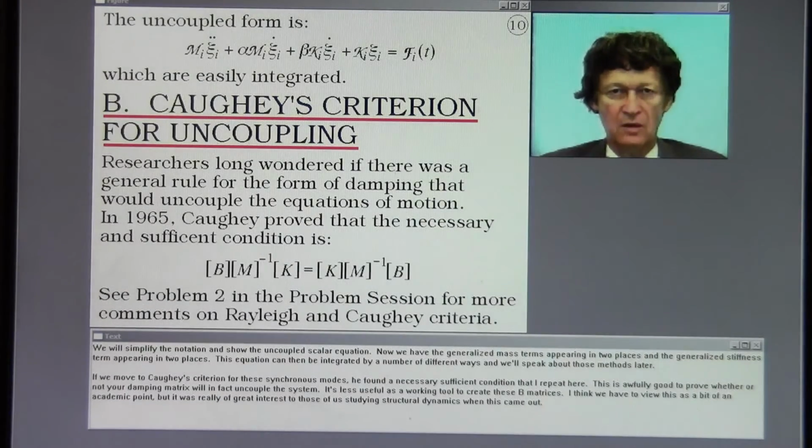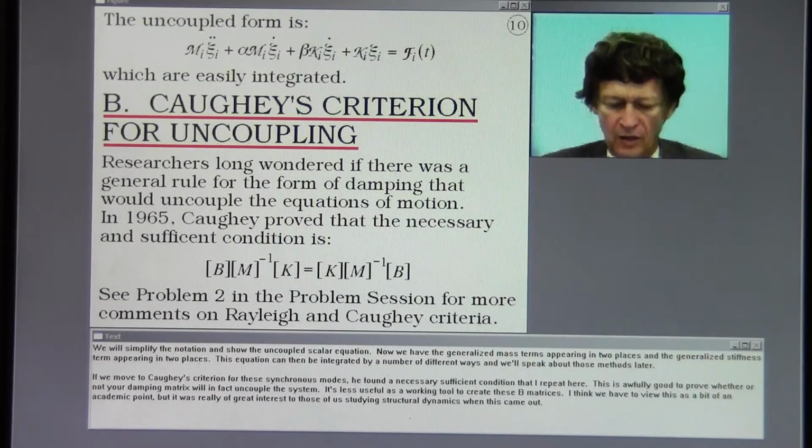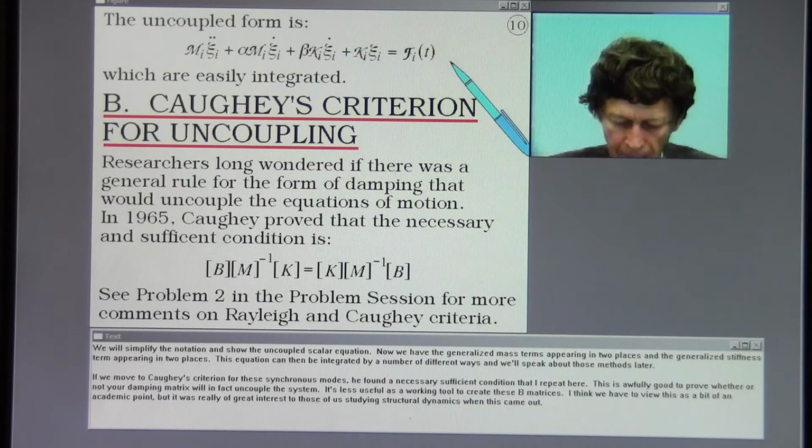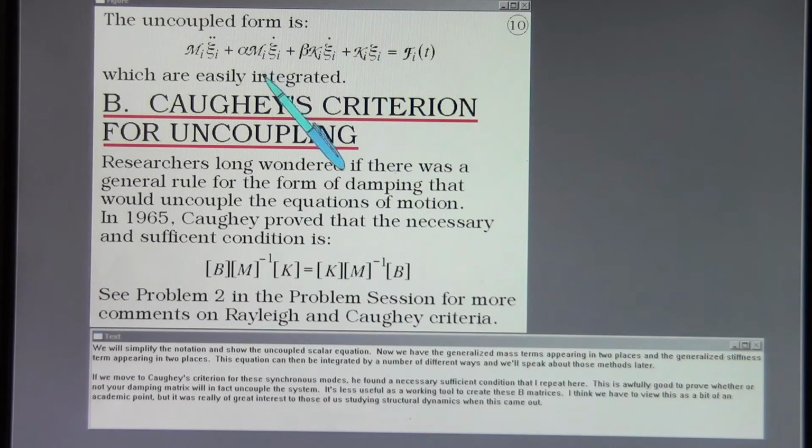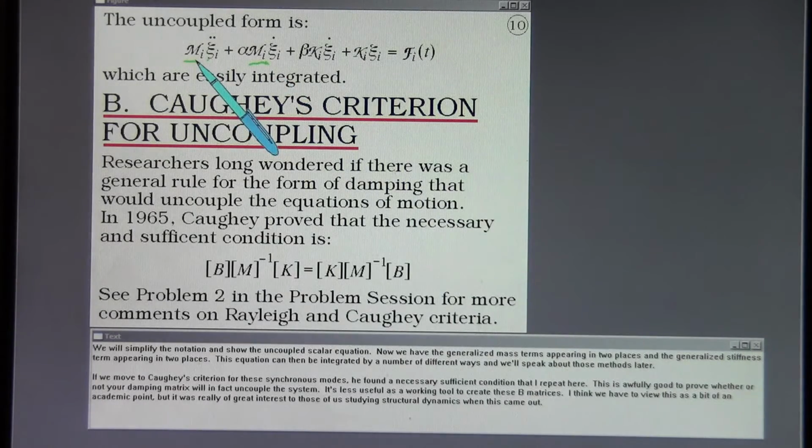We will simplify the notation and show the uncoupled scalar equation. Now we have the generalized mass terms appearing in two places and the generalized stiffness term appearing in two places. This equation can then be integrated by a number of different ways, and we'll speak about those methods later.